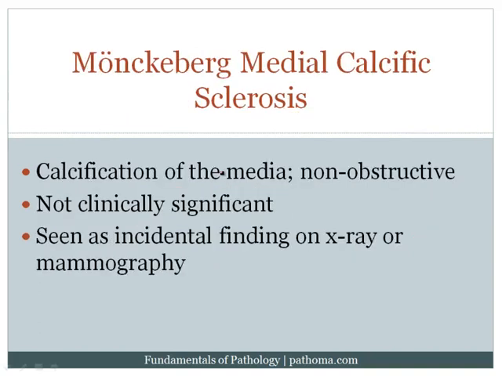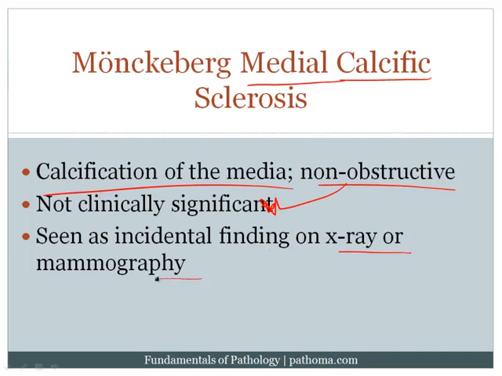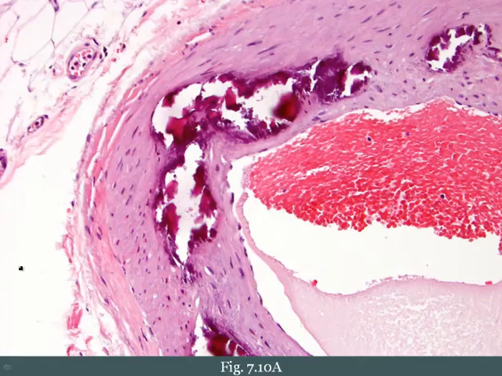Now the third way by which you can have arteriosclerosis would be a disorder called Monckeberg's medial calcific sclerosis. The idea here is that you get calcification of the media. That's why it's called medial, and that's why it's called calcific: calcification of the media. Now, this is non-obstructive, and therefore it's not clinically significant, and it's seen as an incidental finding on X-ray or mammography.